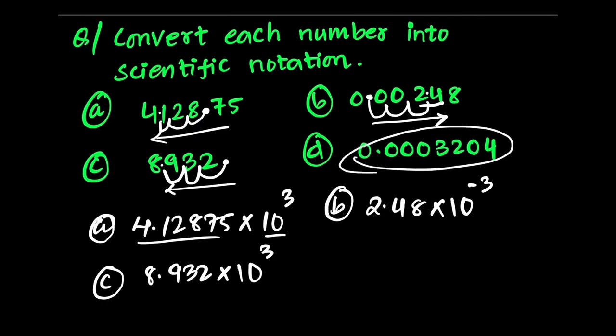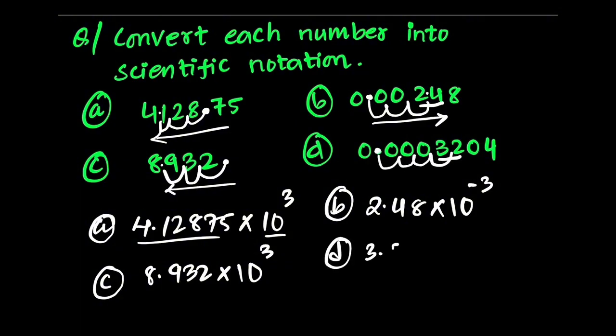Now let's convert this one. Identify the decimal point, which is right here. Next thing is to move it between 3 and 2. 1, 2, 3, 4. And which becomes 3.204 times 10 raised to minus 4. The power of 10 is negative because we are moving the decimal point towards the right.